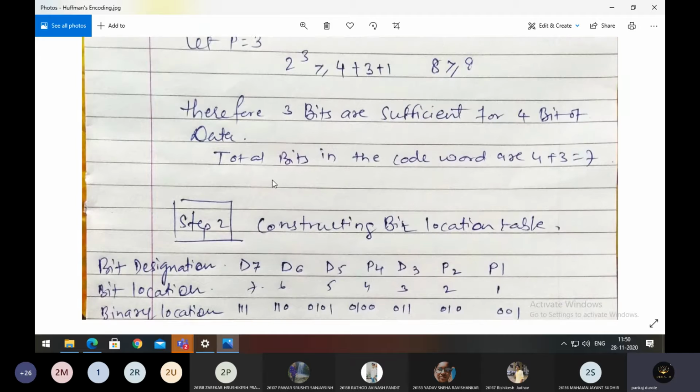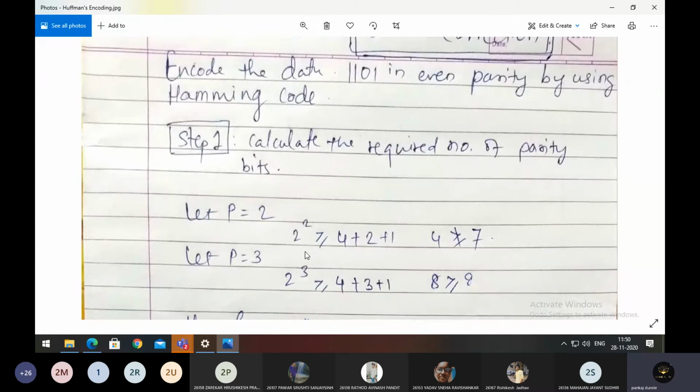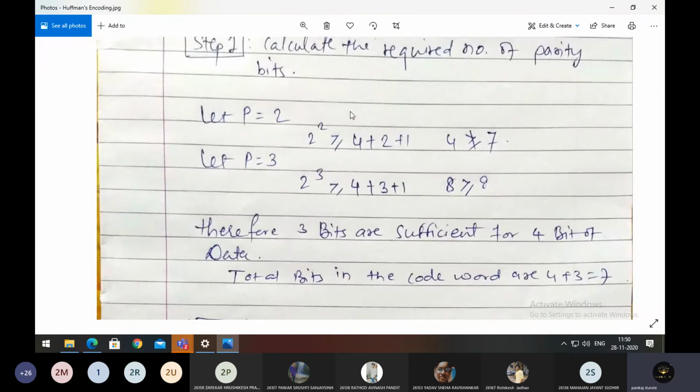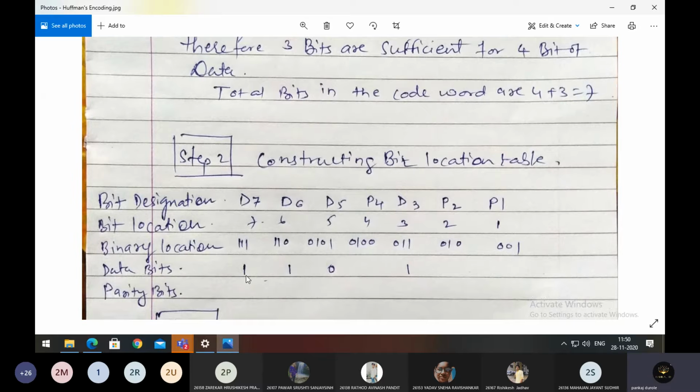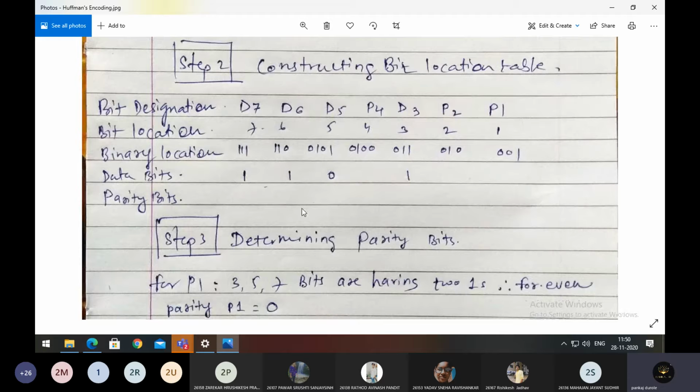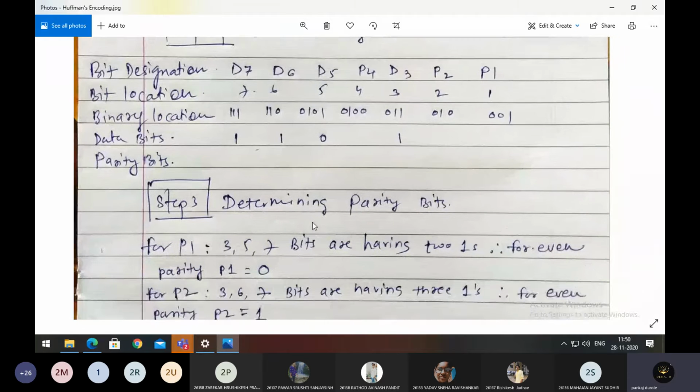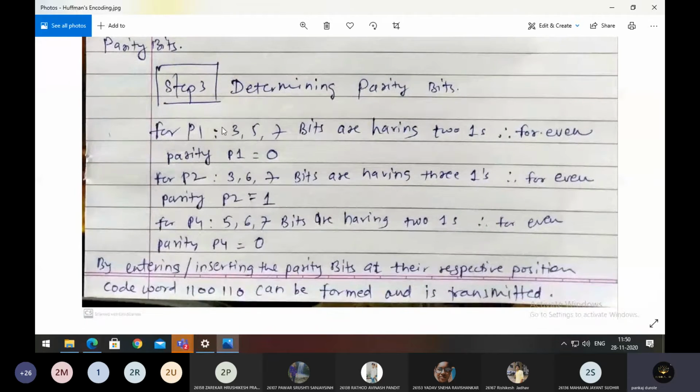Data bits are which bits? The bits which are given to us. Here we are given 1101. So we will write 1101 here, and we will calculate P4, P2 and P1, and then we will put the values here, and then we will write the final answer. So determining the parity bits is the third step that we will perform.